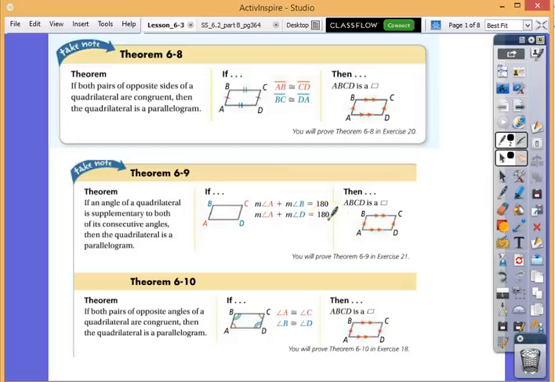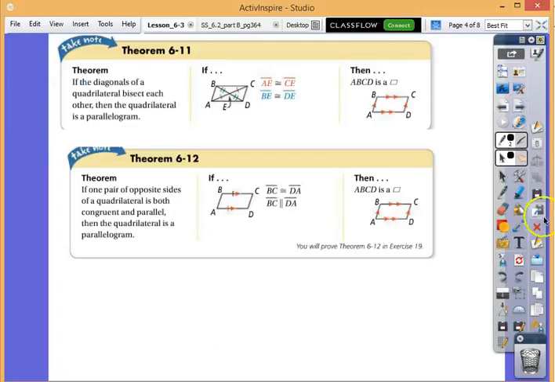All right, today's lesson involves applying all the different things we know about parallelograms and turning it around and saying, this is what makes a parallelogram. If both pairs of opposite sides are congruent, then our figure will be a parallelogram. If all the consecutive angles are supplementary, then our figure will be a parallelogram. If both pairs of opposite angles are congruent, then our figure will wind up being a parallelogram.